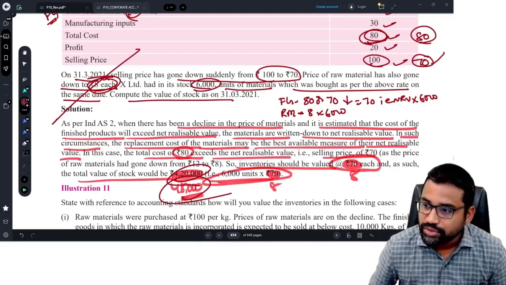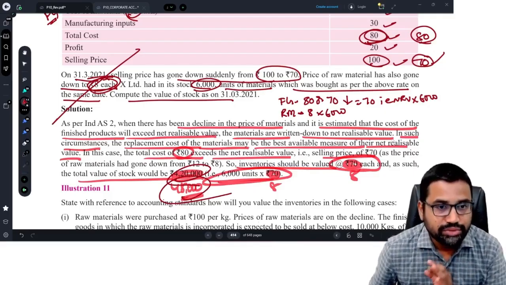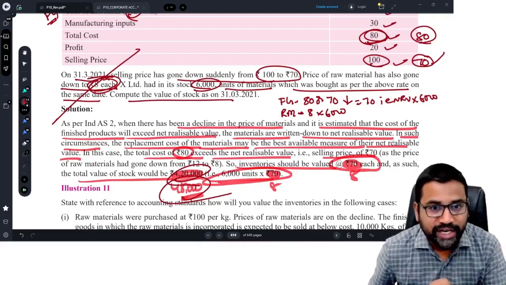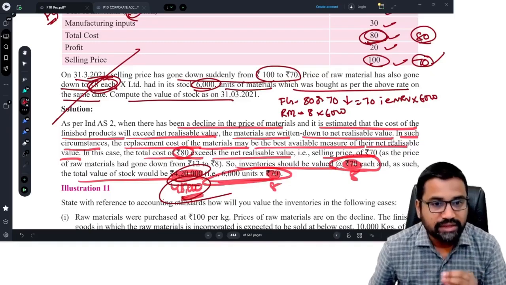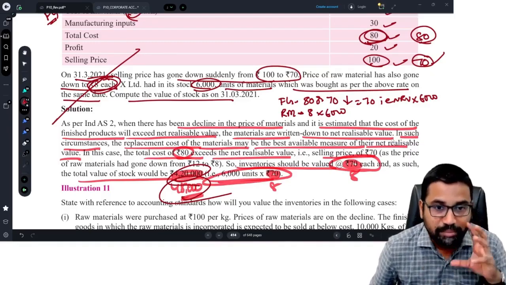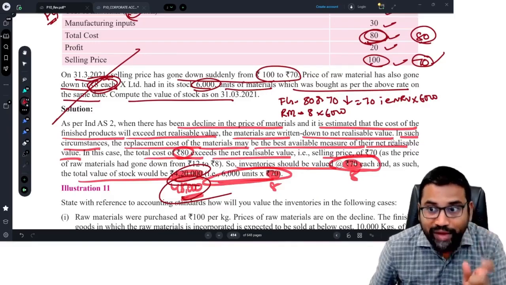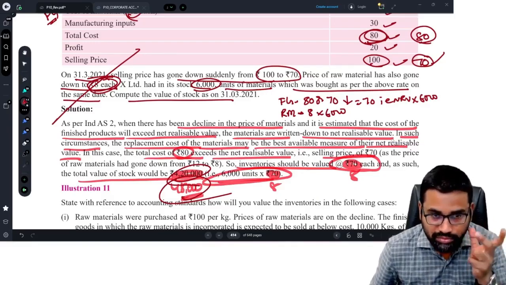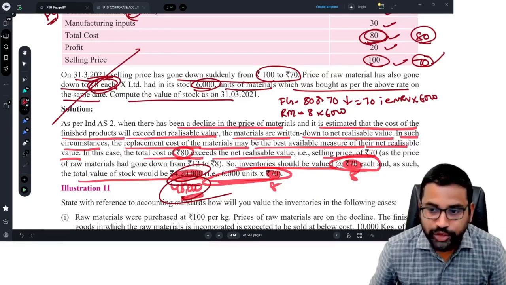Okay. So this is Ind AS 2. So I explained the important items. The remaining things, disclosures, all that is not important. The main text is how to value them and scope. So I explained it. Thank you.